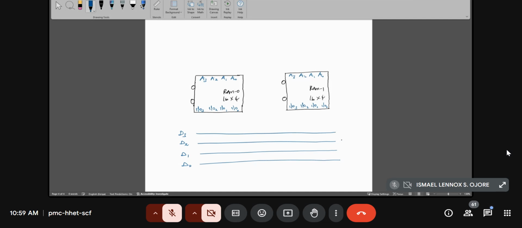This is the data bus. So these ones we can just wire them directly. You can get better straight lines than this.